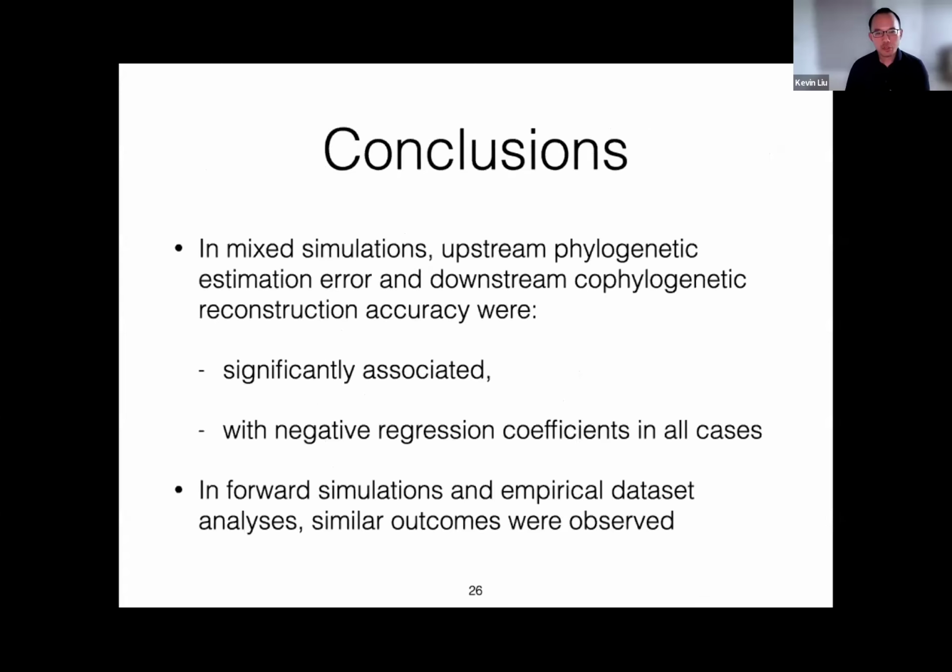Okay, in conclusion, what I presented is just a portion of the study where we've quantified the impacts of upstream tree reconstruction error on downstream co-phylogenetic reconstruction. And we conducted a series of experiments using both theoretical and in silico simulations as well as empirical data set analyses where we really did quantify this impact. And we saw there was a significant and large impact with basically this negative relationship in all cases.